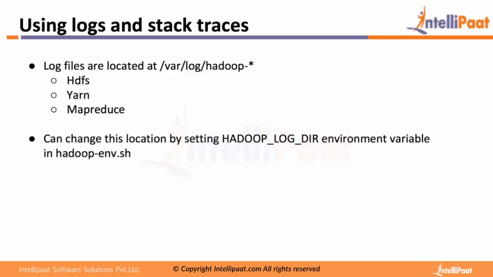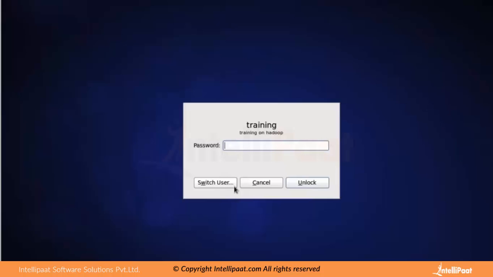If it is an HDFS log, it will be the hdfs directory, and if it is a YARN log, it will be /var/log/hadoop-yarn, and if it is MapReduce, /var/log/hadoop-mapreduce. Because of autocorrect, all these became capitals, but it will be small h, small y, and small m. Let us go and see in your training.